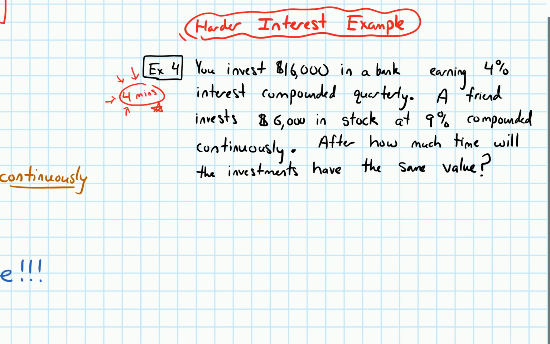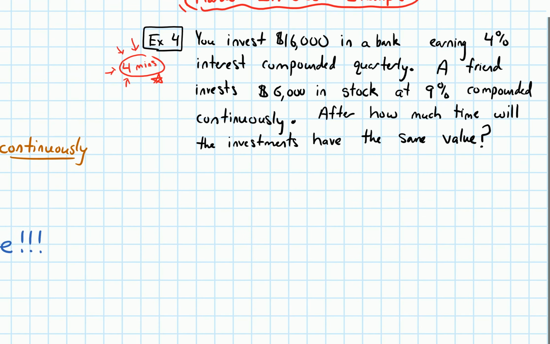All right, so let's go ahead and start to talk about it together. So one thing that it says is you are investing quarterly at a 4% interest rate. And it says that that amount needs to be equal to what the friend ends up with when they invest continuously at a 9% rate. And so let's figure out what both of these are going to be in general.